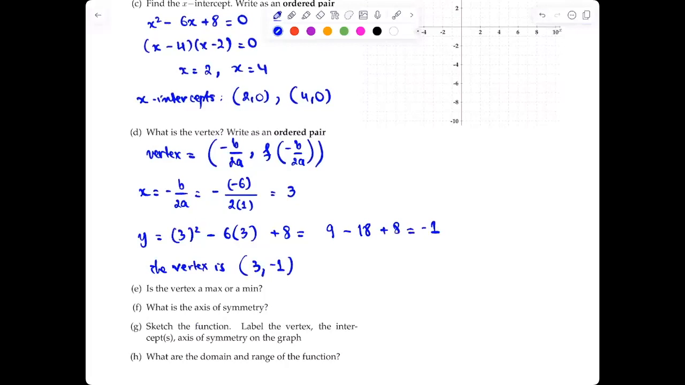Is this vertex a maximum or a minimum? Minimum, again because you have a parabola that opens upward. So this should be a minimum. Now, what is the axis of symmetry? x equal to 3. So the axis of symmetry is x equal to 3.